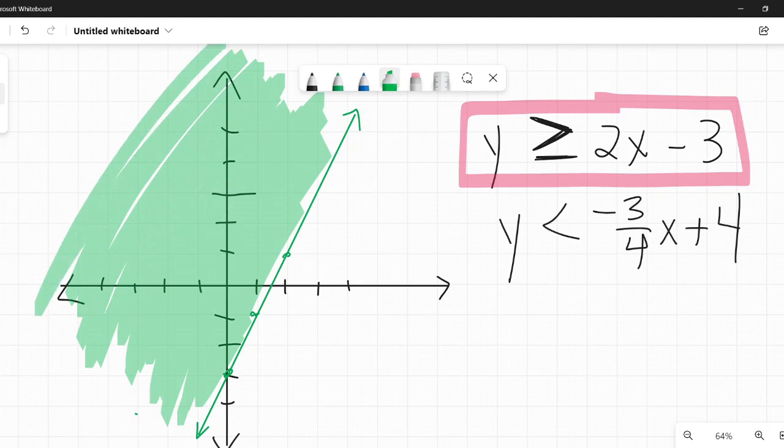So that's the first one. I missed a little bit up there. Okay, it's all the way up to the line. I know it's not precise here, but it's right up to the line is what we're trying to show.